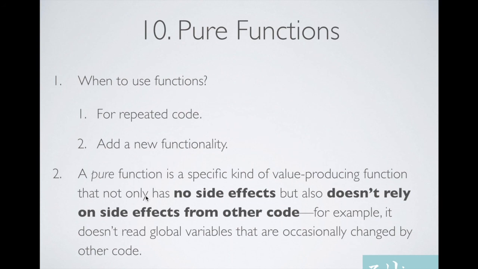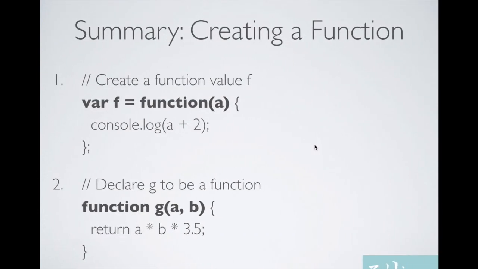The second thing we need to talk about is a pure function. That basically means a good function. According to Eloquent JavaScript, a pure function is a specific kind of value producing function that not only has no side effects but also doesn't rely on side effects from other code. For example, it doesn't read global variables that are occasionally changed by other code. Which means a pure function should just return a value, and it doesn't rely on anything outside of its own body, its own code. So that every time you run this function with the same parameter, you get the same result. That's a pure function. Okay, that's all about function.